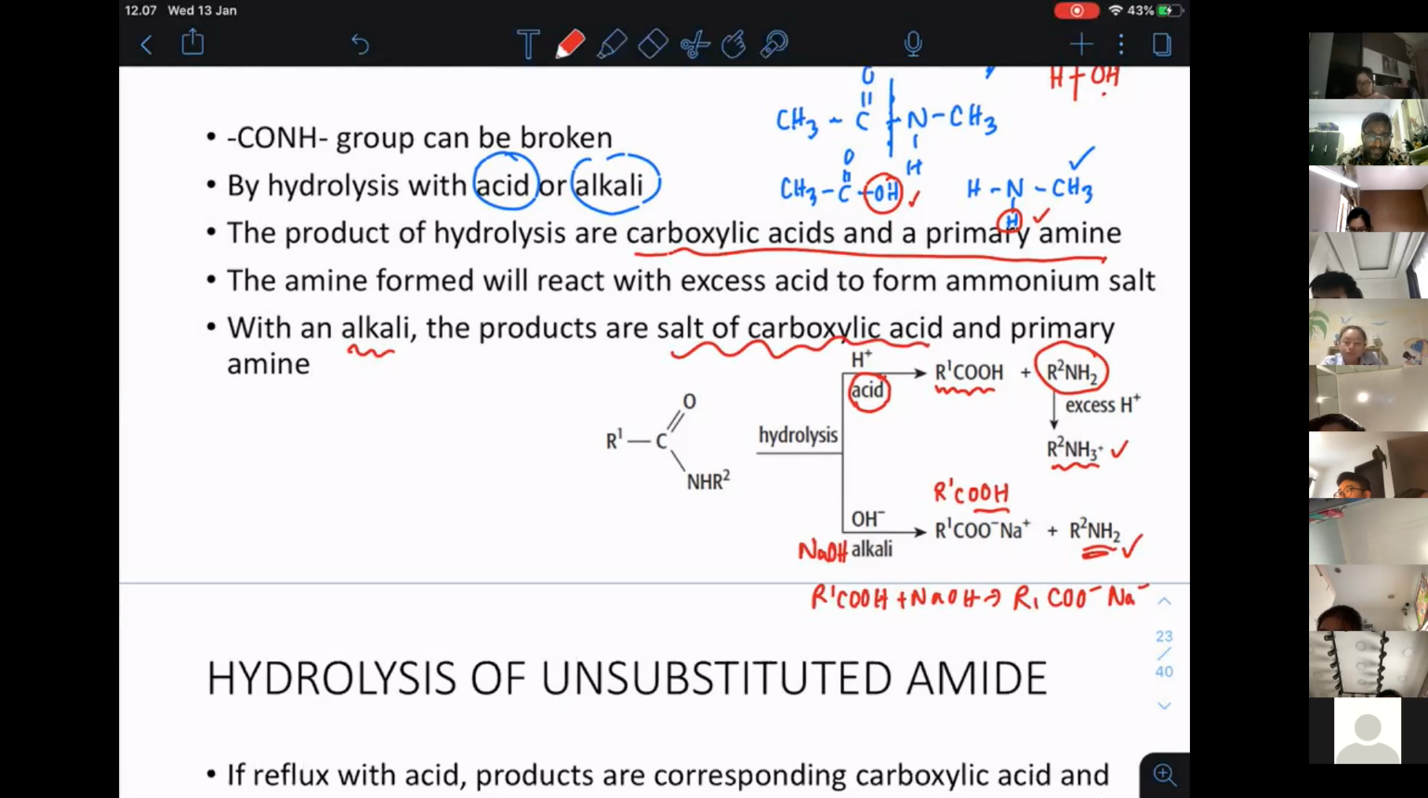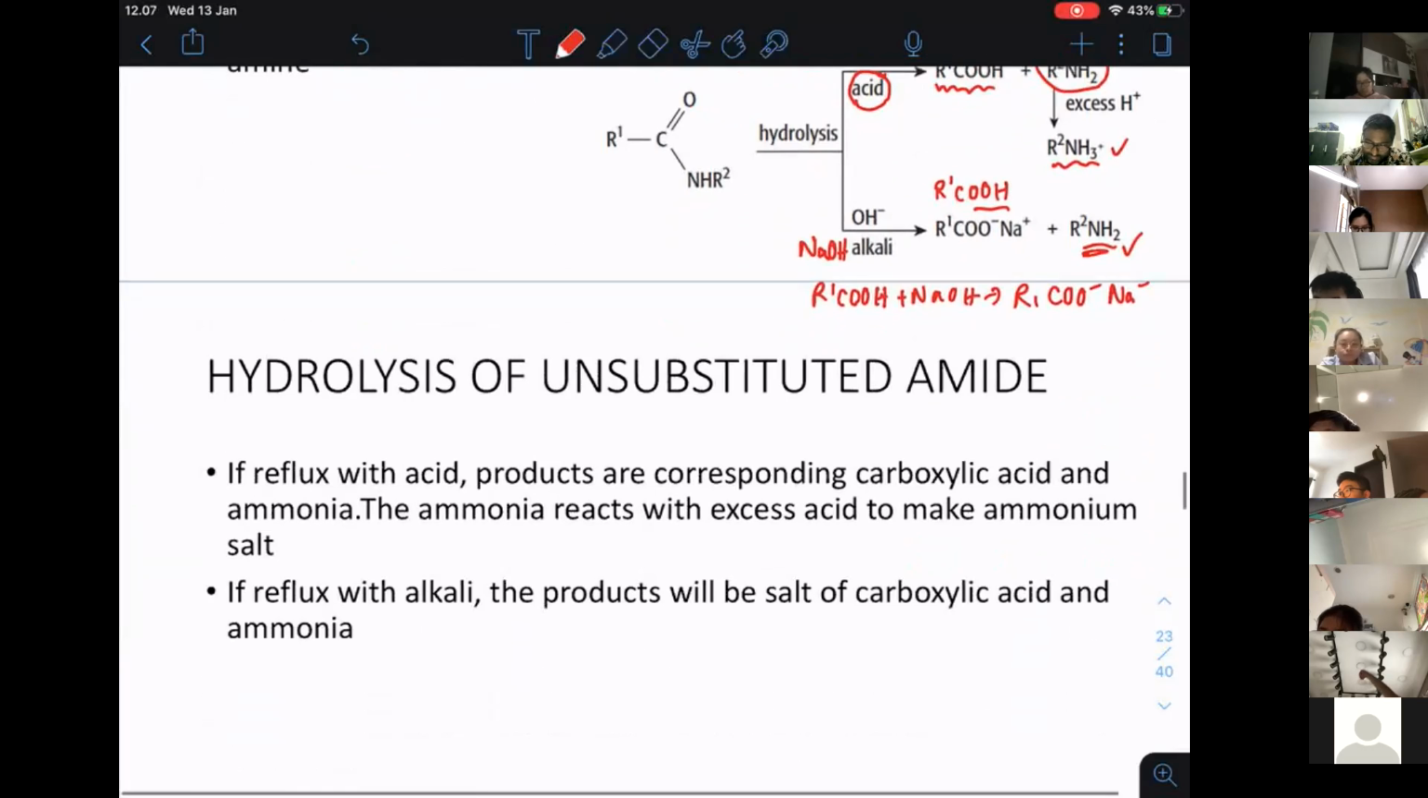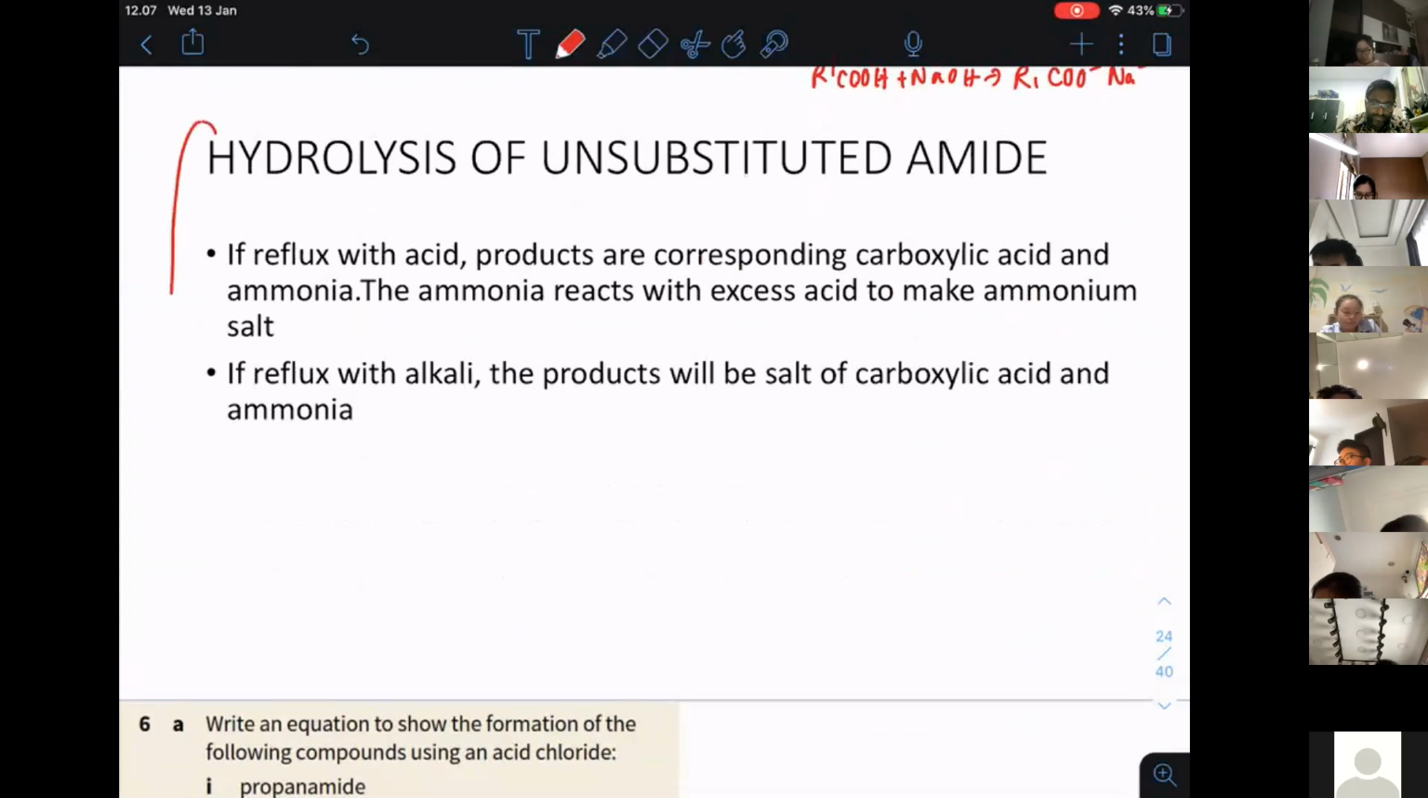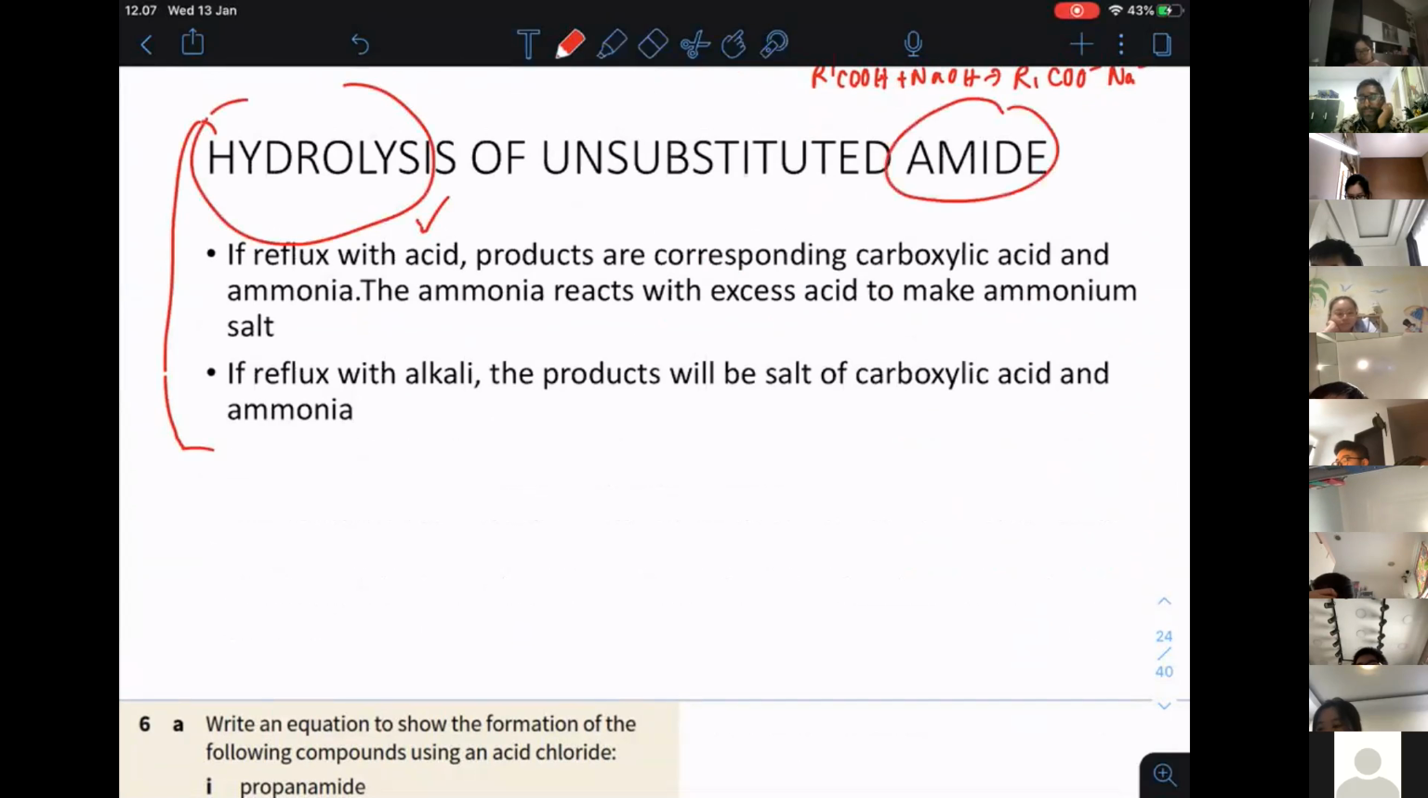So in a simple way, I have summarized this. If you are using reflux, this is hydrolysis. You need to reflux. With acid, we know hydrolysis of amide will definitely give you carboxylic acid and amine. It's supposed to give you amine. But the product depends on the type of hydrolysis. Are you going to use acid or are you going to use base, sodium hydroxide?